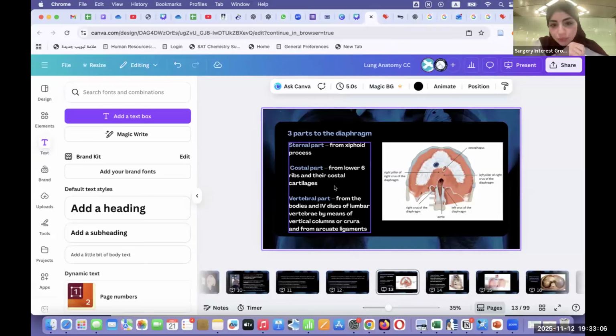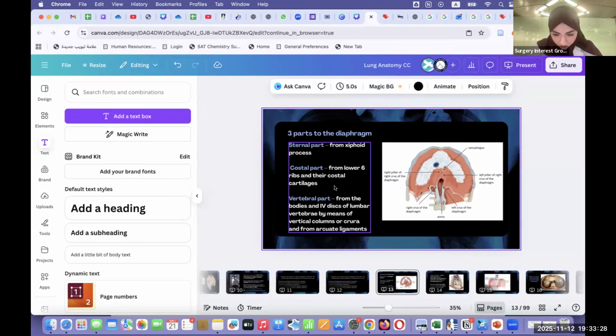So the diaphragm basically has three parts. You guys know what the diaphragm is, or hopefully by now you know what the diaphragm is. It's the muscle that's responsible primarily for my inhalation. Now, the thing about it is that it separates two compartments of the body. What are the two compartments?